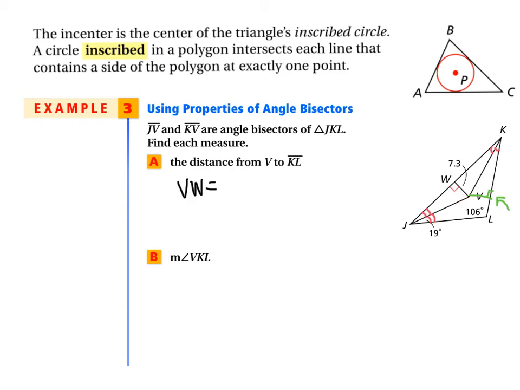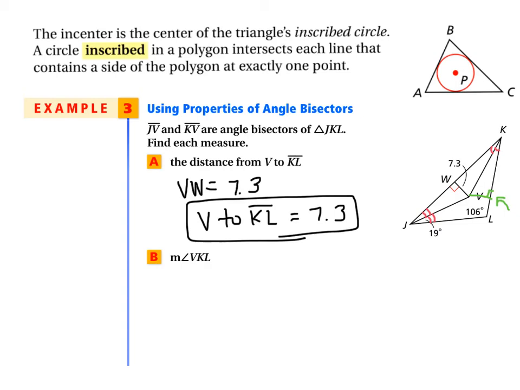VW has to be equal to this green line, which would also have to be equal to the segment that's equidistant to this side. So our point is equidistant to all three sides. So we know VW, because of the incenter theorem, would also have to be 7.3. So the distance from V to KL is also 7.3. So now we want to find the measure of angle VKL.